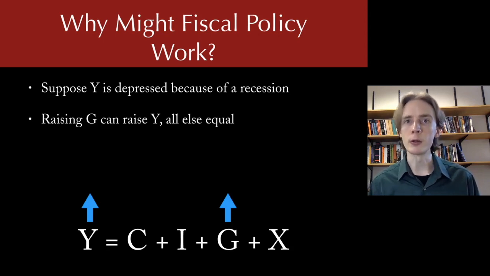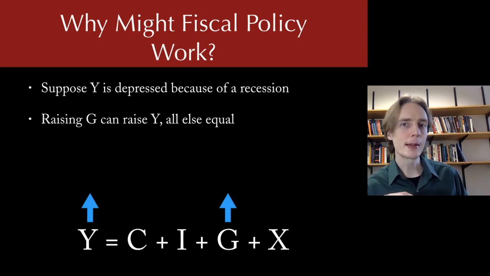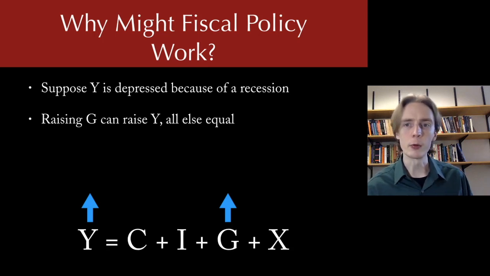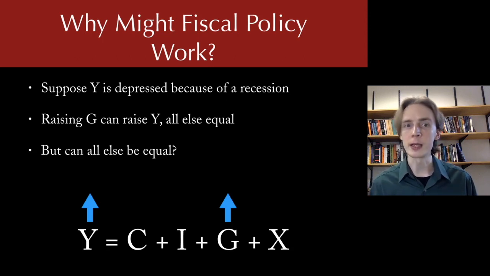So all else equal, remember this is an accounting identity. Both sides of this equation have to be equal. So if G goes up, something else is going to have to change to keep that equal. Hopefully that's going to be Y, right? Hopefully you're going to increase output. Now the question we're going to ask is, does it make sense to say all else is equal? Can all else be equal? And will the effect be to raise Y, or is the effect going to be something else?